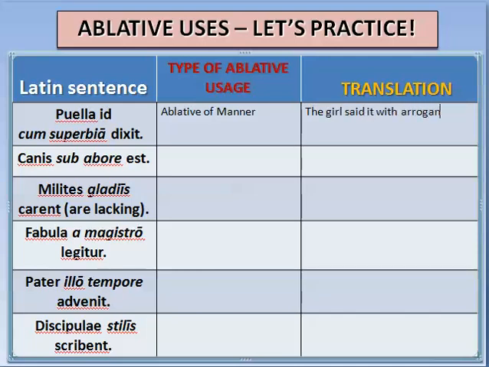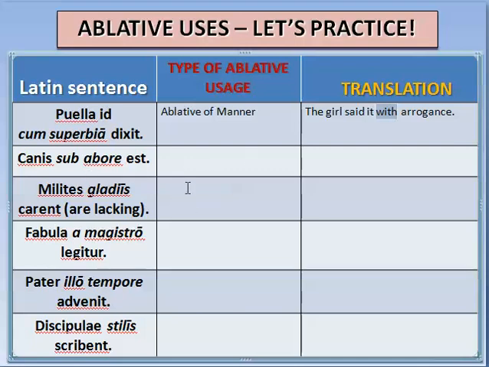And again, I have to be on the lookout for when this is used with an adjective, because the cum won't be in there to remind me to translate it with, okay? With. Number 2, canis sub arbore est.